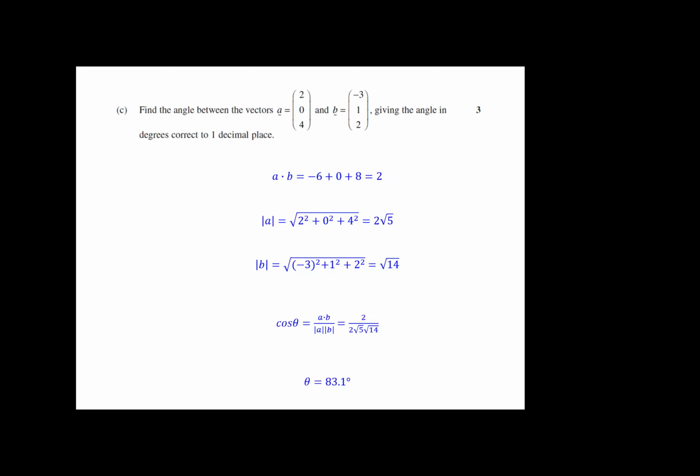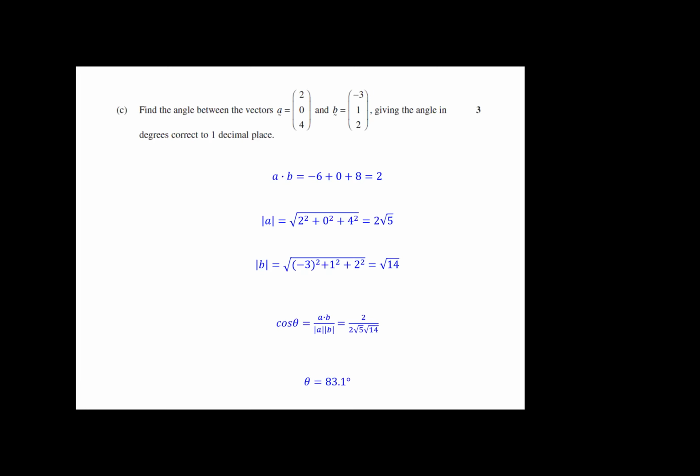Moving on, question 11C, and this question was asking students to find the angle between 2 vectors. And the question was well done by most students. They knew to apply a particular formula. The formula is written on the 4th line, and the working out comes just before that.